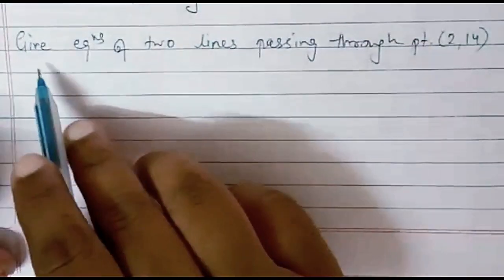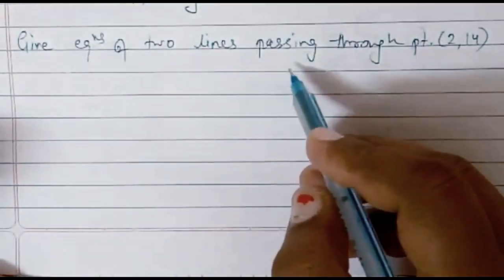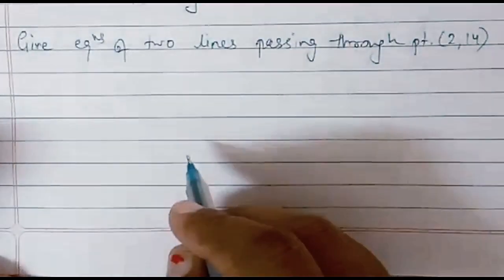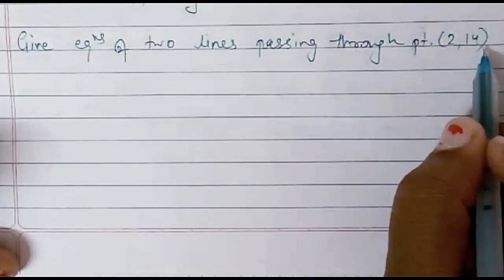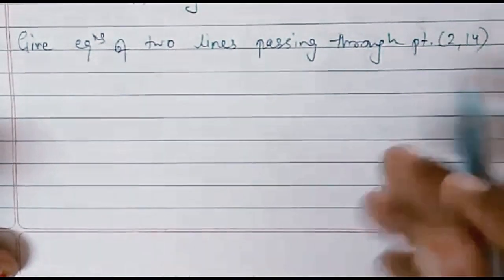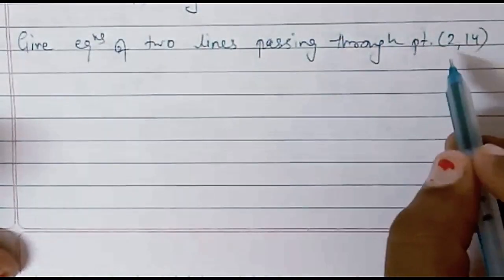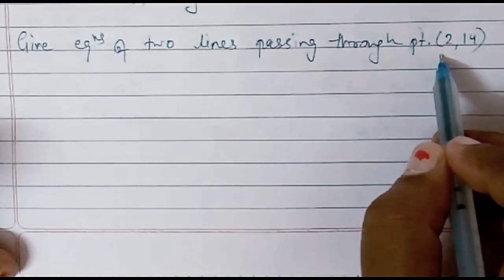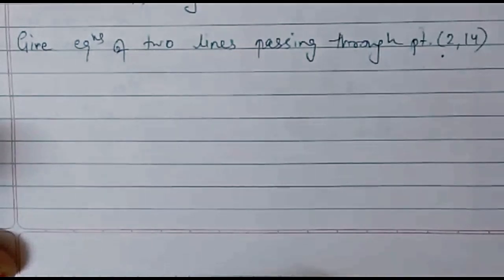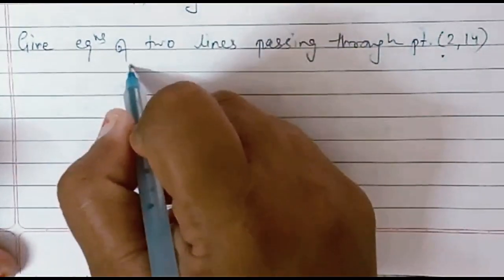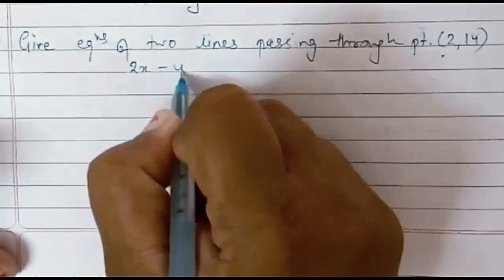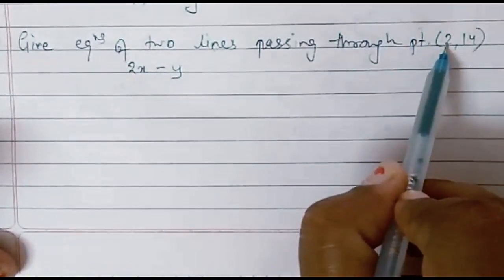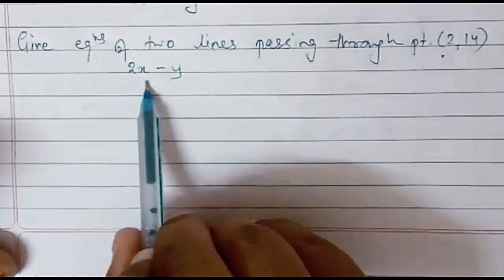Now our next question is, give the equations of two lines passing through point (2, 14). Now you have already studied, if the point is (2, 14), there will be infinitely many lines passing through it. Not only through this point, but as it is a single point, infinite lines can pass. Let us try to write one equation here. Suppose I am writing 2x minus y. Try to understand what we mean by a line passing through the point. That means the point is satisfying the equation.